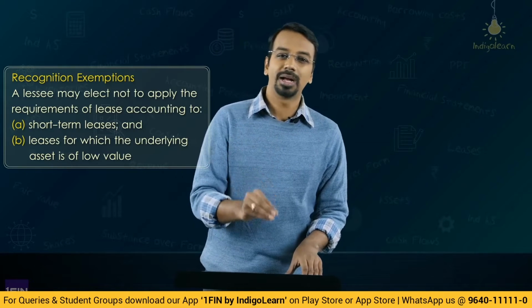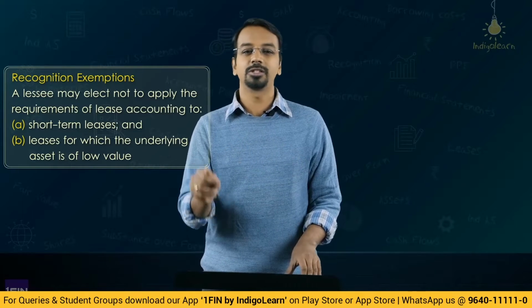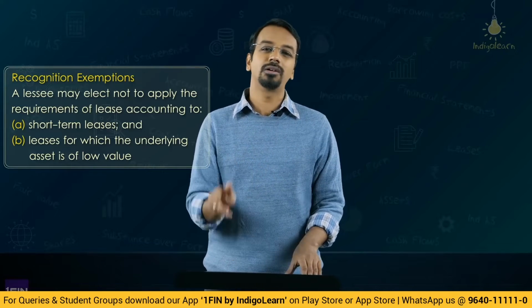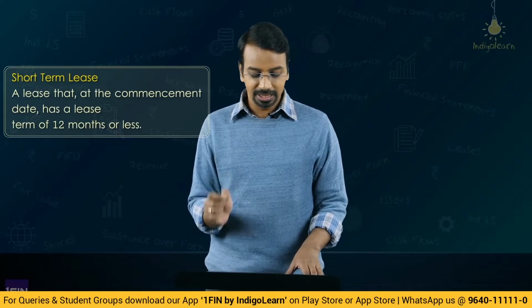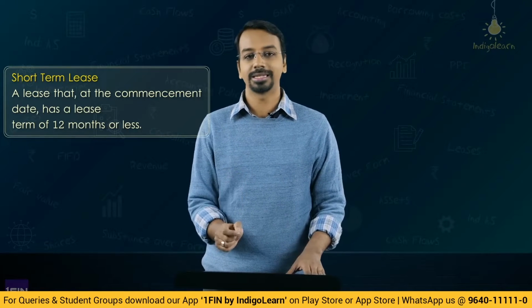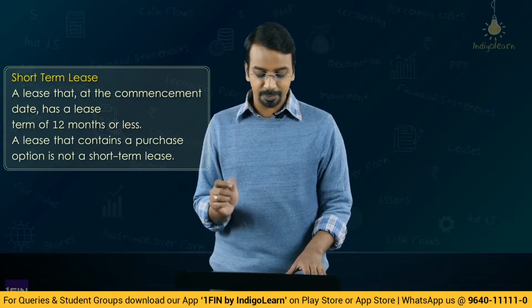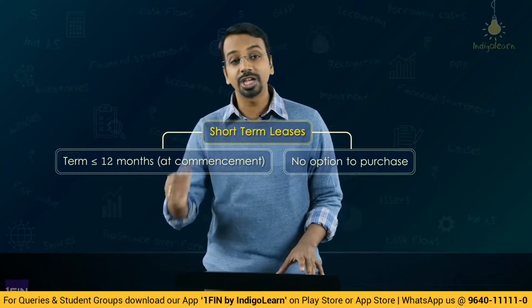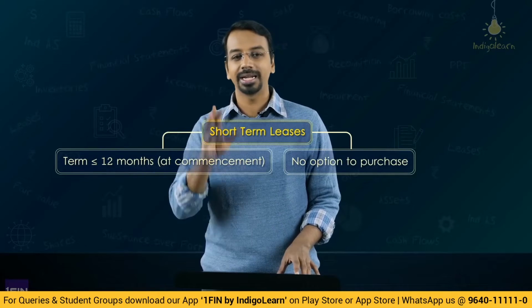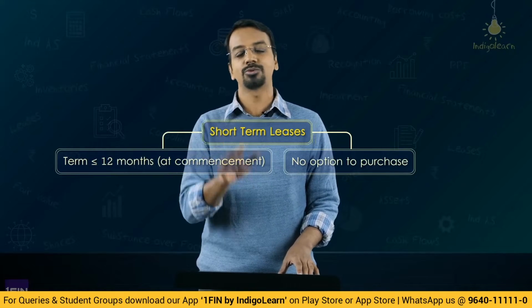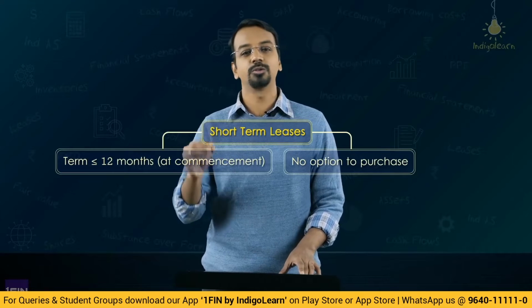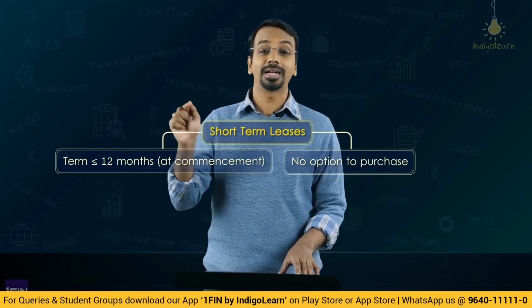You can account for it by directly charging off the payments to P&L on a straight line basis or on some other systematic basis. So, what's a short-term lease? A lease that at the commencement date has a lease term of 12 months or less, and a lease that contains a purchase option is not a short-term lease. So, there are two things we need to understand. First, you have to check for this criteria on the commencement date and see whether the lease term is 12 months or less. If it is 12 months or less, then you can call it a short-term lease. This checking has to happen at the commencement date.